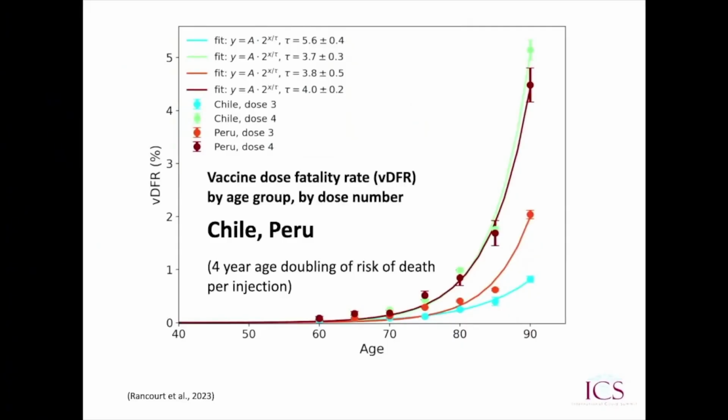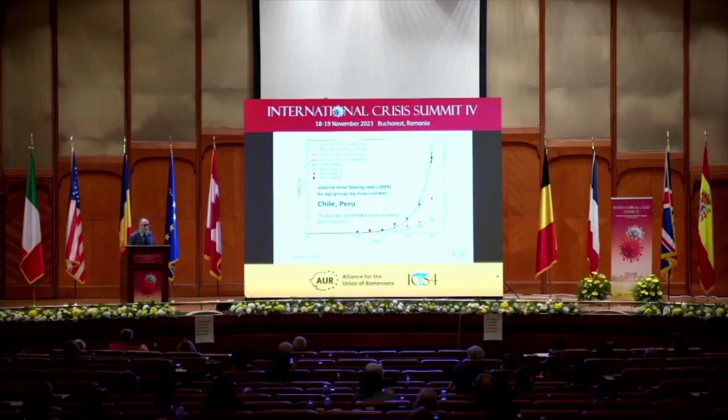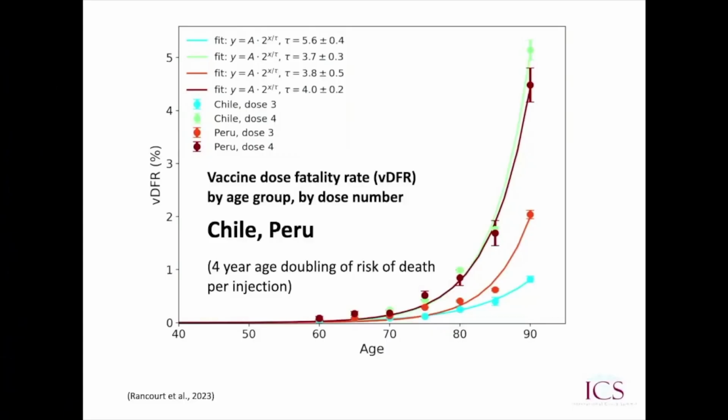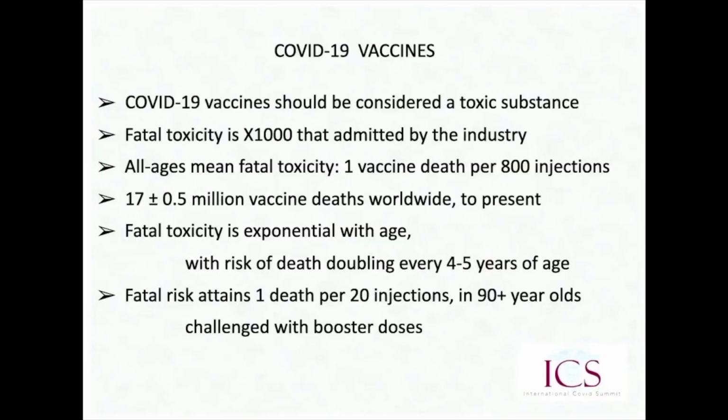And we can do the same thing for Chile. And we see that dose 4 in both of those countries gave that exponential rise, always the same doubling time, 4 or 5 years. And you're getting into one death per 20 injections here in the 90 plus year olds. So it was the elderly people that were mostly killed by the vaccines in terms of all-cause mortality. Of course, the young suffered death and all kinds of horrible side effects and so on. But in terms of mortality, the big groups that were dying, that were contributing to the excess mortality, is the elderly. And so that's the conclusions about vaccines.